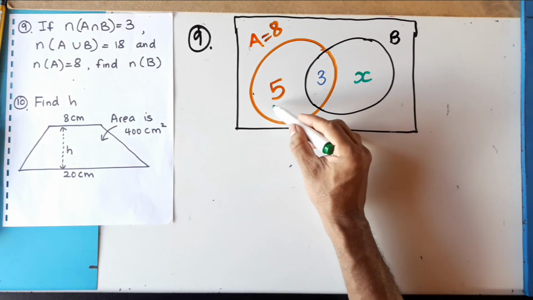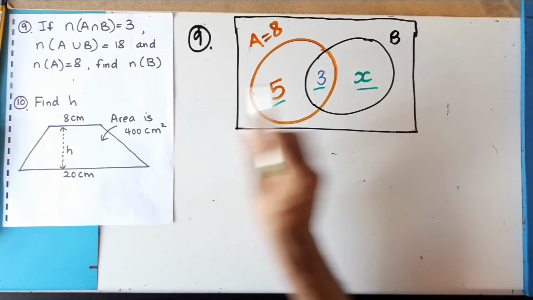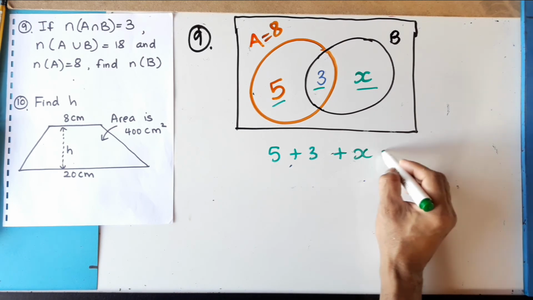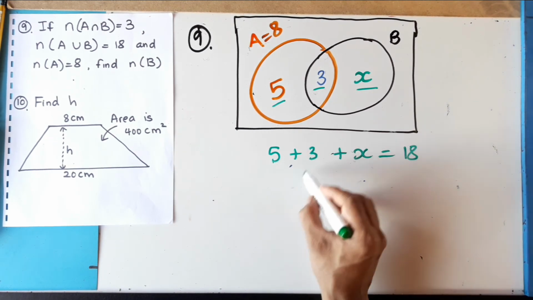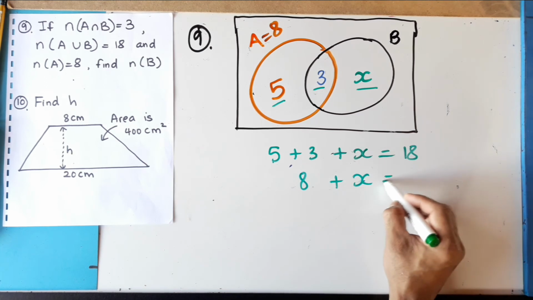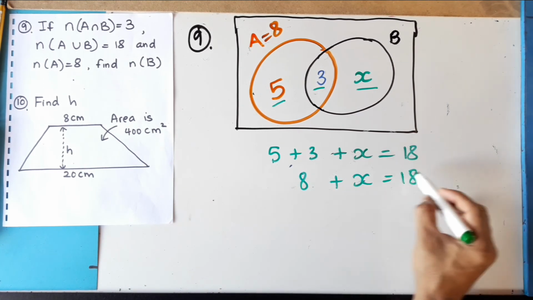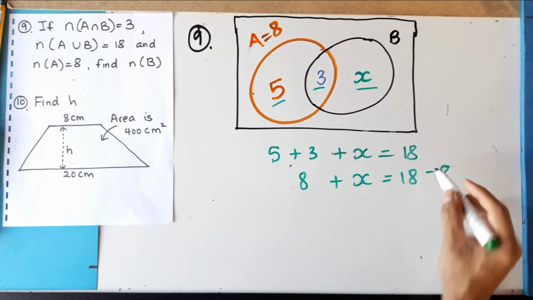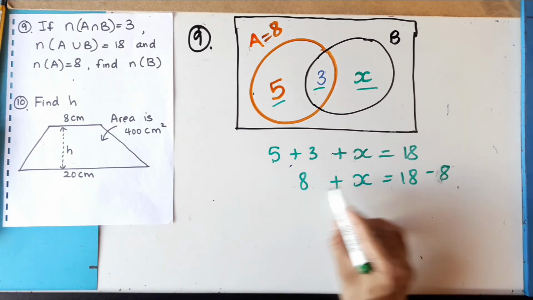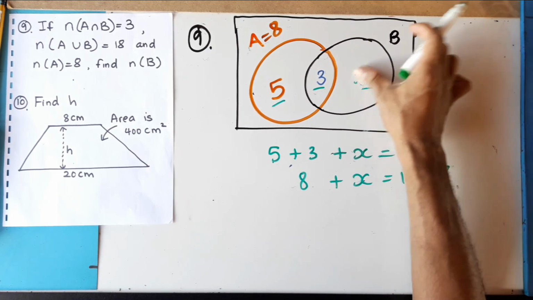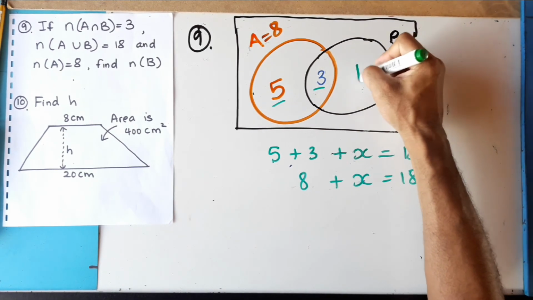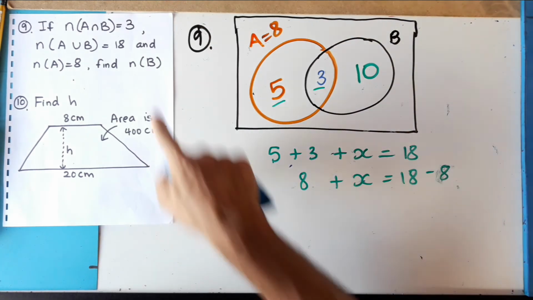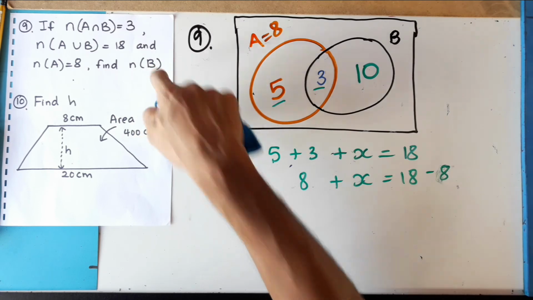Remember we said if we add everybody, 1, 2, and 3, we were supposed to get 18. So 5 plus 3 plus x is supposed to give us 18. 5 plus 3 is 8. And this is really easy. Well, if we solve for x, you throw across positive 8 to get minus 8. And of course, we're going to get 10, right? Because 8 plus 10 will give us 18. So I don't think I need to go into detail with that one. So here is 10. So the question now asks us, find the number of items in B.